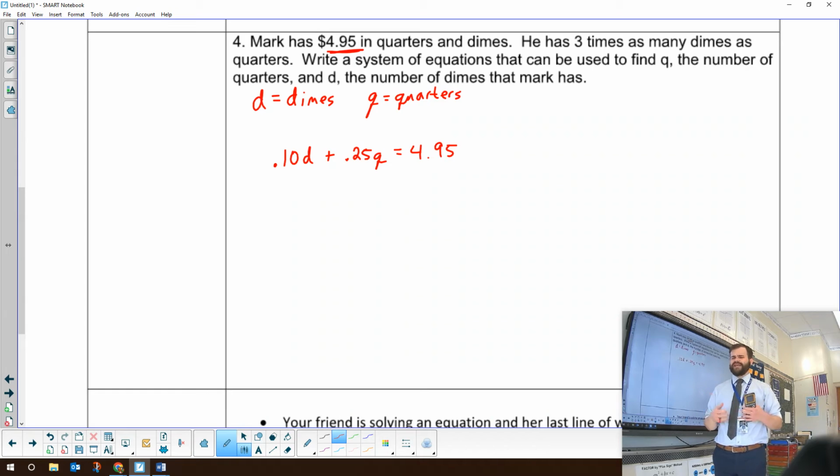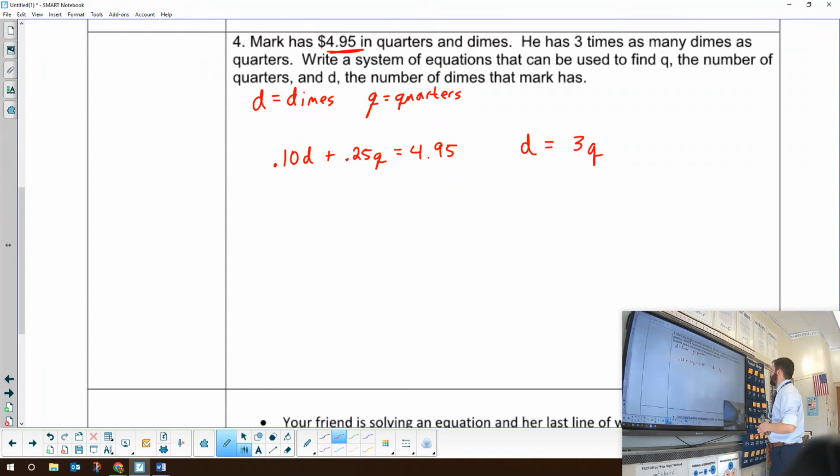Then it tells me he has 3 times as many dimes as quarters. So which one does he have more of? He has this many dimes, this many quarters. How much more? 3 times as much. So I'm going to need to multiply my quarters times 3 to equal the number of dimes. So we're going to go dimes equals 3 times the number of quarters. Okay? So here are my 2 equations.